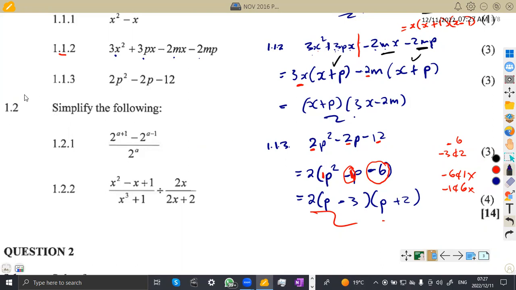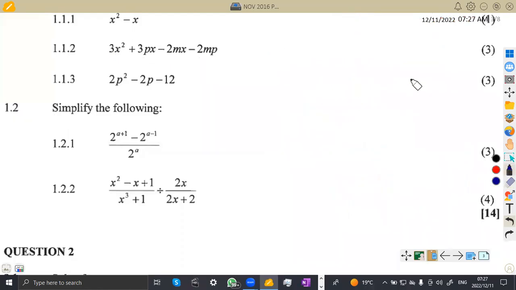All right, on 1.2, we are asked to simplify the following. So let's see what we have here. The first part is 1.2.1. On 1.2.1, we are given 2 to the exponent of a plus 1 minus 2 to the exponent of a minus 1, everything over 2 to the exponent of a. All right, so what can we do? In this case, we know from our laws of exponents that if you're multiplying the same bases, you simply add the exponents, which is a plus b.